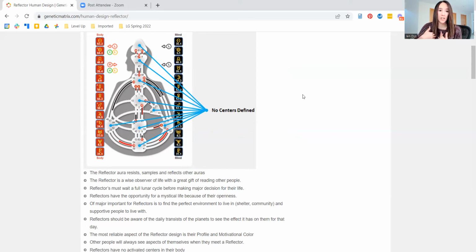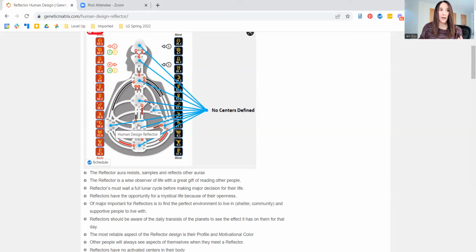So for me as a generator, I have 3 of the 4 motor centers defined. I have my sacral defined. So I have solar plexus, sacral, splenic, and heart. So these 3 are motor centers. My root is undefined. And my splenic center is defined.